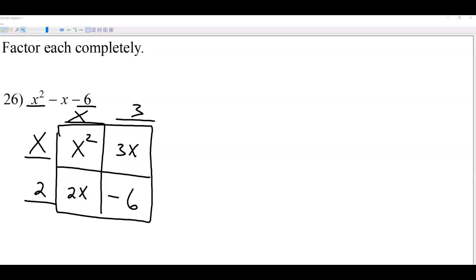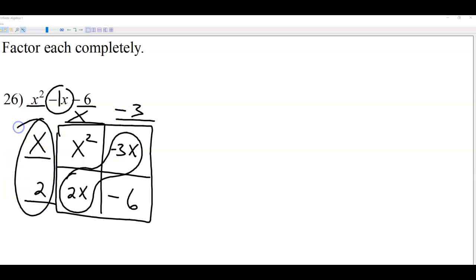Now we know that our guess is right if we could somehow combine these together to get the middle number. Is there a way that you can combine 3 and 2 to get -1? Yes, there is. If you have 2 take away 3, you'll get -1. So that means this 3 needs to be negative, which means this 3 is negative. And my answer is therefore going to be x plus 2 and x minus 3.